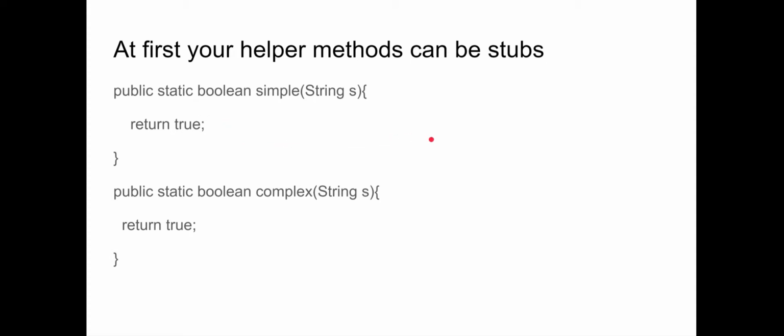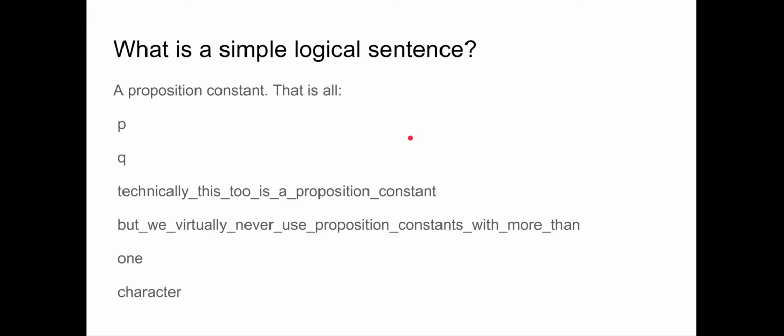Implementation helps you move forward in making the thing work. And so now we're ready to actually write simple correctly. So let's review what a simple logical sentence is. A simple logical sentence is a proposition constant. That is all. Okay, and here are some examples.